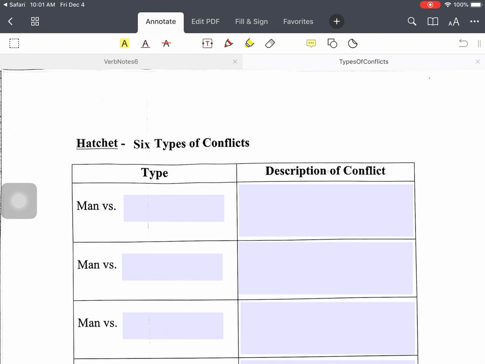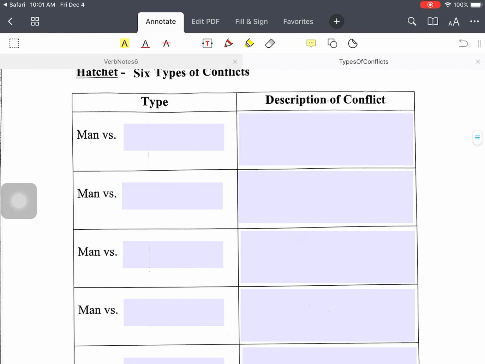We are going to talk about 6 different types of conflicts. A conflict is a problem in our story. And when we are reading different texts in literature, there are 6 main types of conflicts that you will see. So please copy this into your notes as we go.